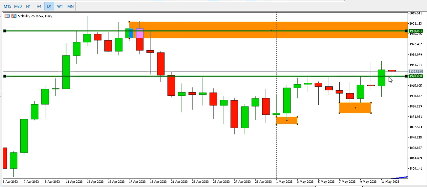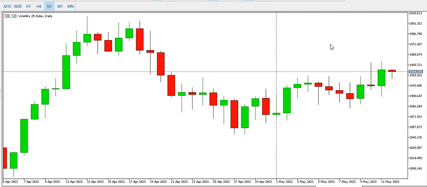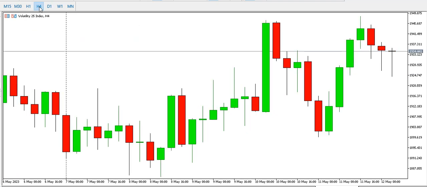This structure here was just broken yesterday on this daily time frame. Structure got broken yesterday, so it keeps breaking structure, and it's targeting the 1990 area. So if you're going to place a trade, just place a buy. Okay, place a buy on the daily time frame, V25.